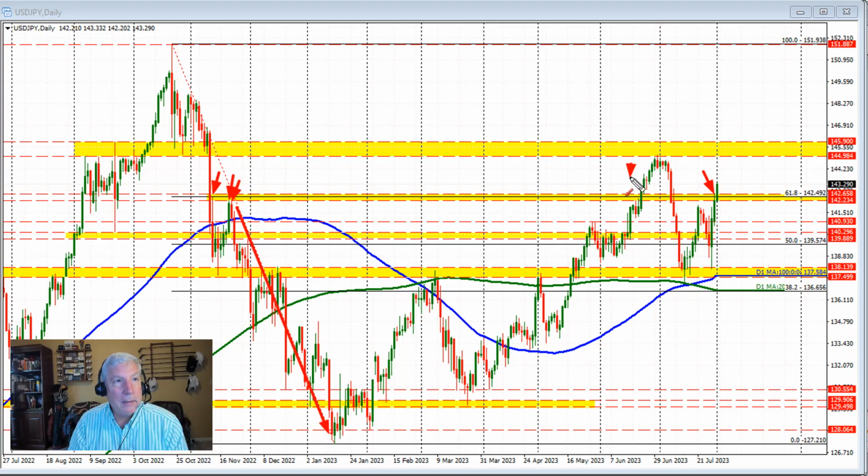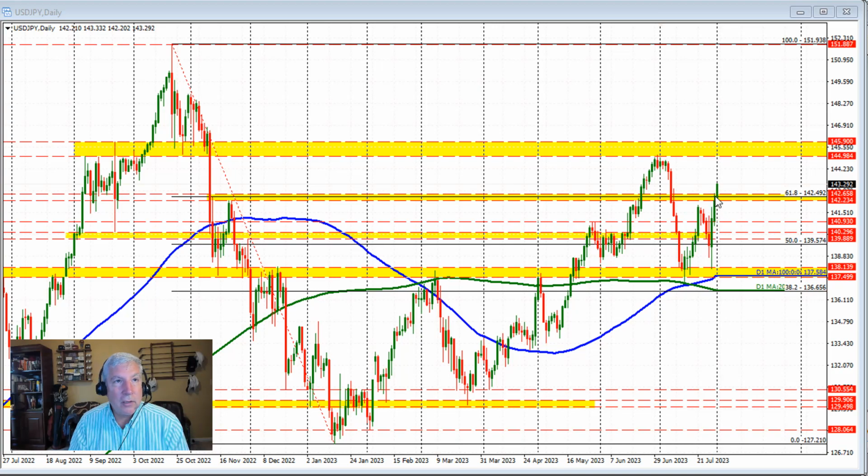We moved back into that swing area here in the month of June and then moved above it and used that level as support here. And then in the month of July, the price fell below the level and moved down to the 100 and 200-day moving averages, where support buyers came in, bought against those two moving averages there.